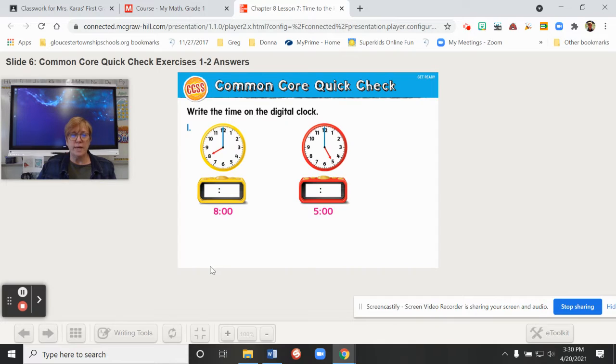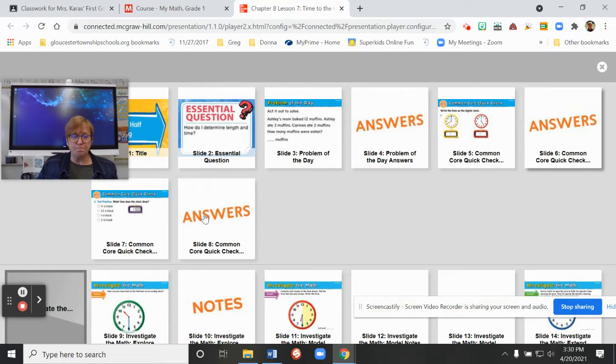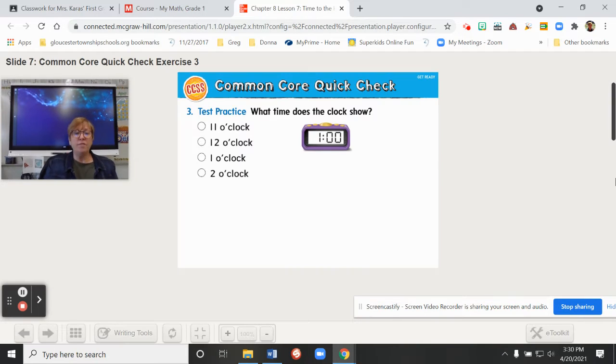All right, here's your answers. The first clock is 8 o'clock, and the second is 5 o'clock. All right, good job. Okay, now, here we have a digital clock. All right, what time does the clock show? Does it show 11 o'clock, 12 o'clock, 1 o'clock, or 2 o'clock? Pause and write your answer down and come back and check.